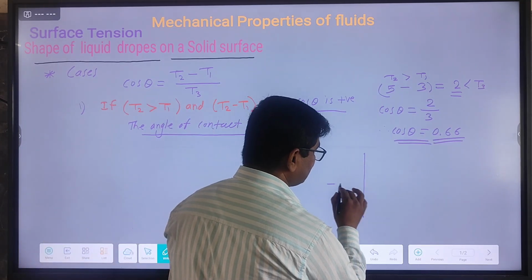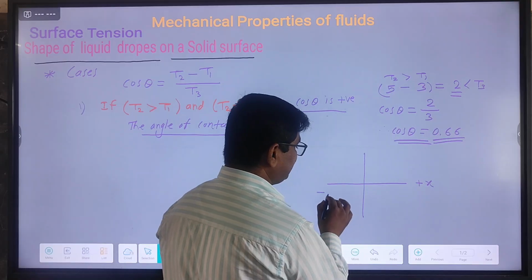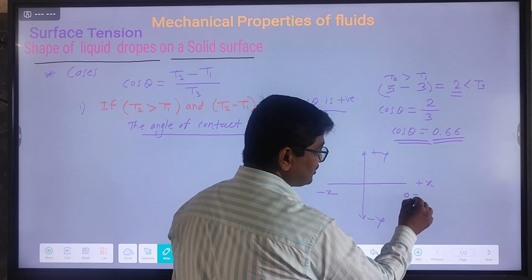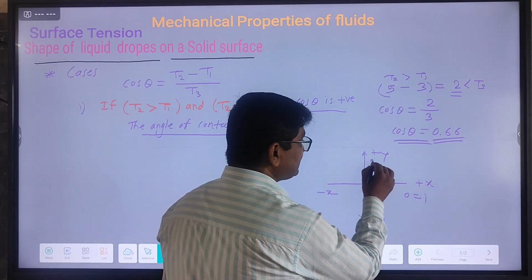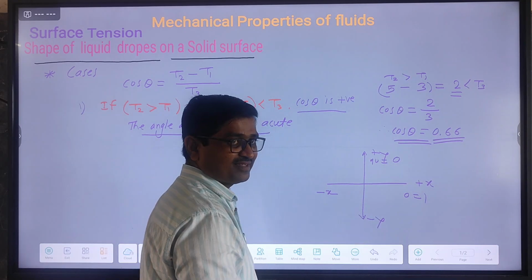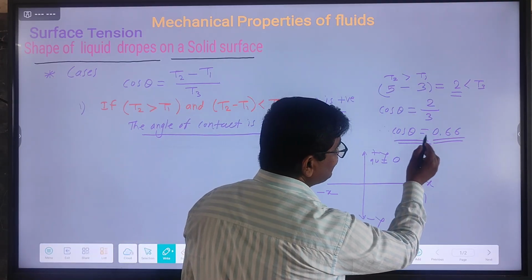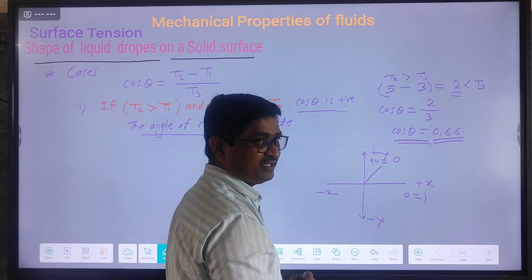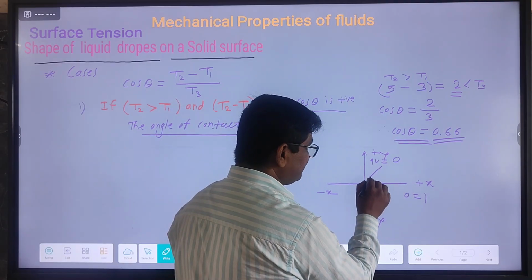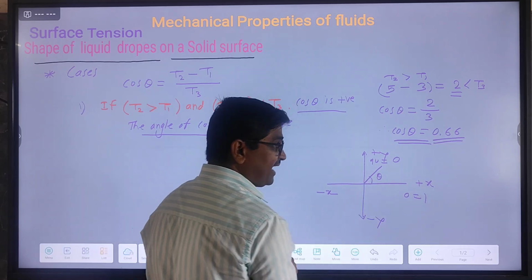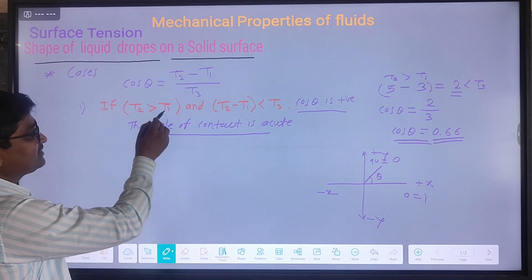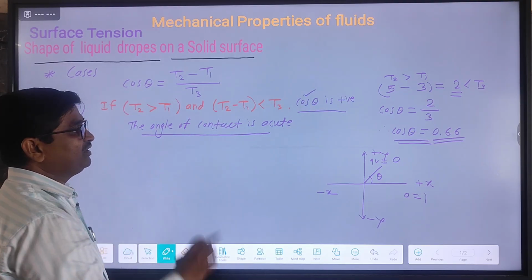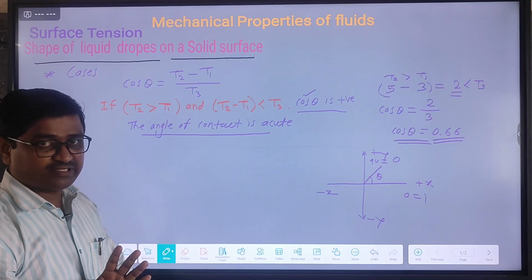Let's observe here. We know that this is positive x, this is negative x, this is positive y, and this is negative y. What is the value of cos 0? Cos 0 is equal to 1, and cos 90 is equal to 0. You get it clear? So the value of cos theta is 0.66. It means 0.6 will be here. Cos theta, theta is present in the first quadrant, so it means that the angle of contact will be acute. If T2 is greater than T1 and T2 minus T1 is less than T3, then cos theta is positive and the angle of contact is acute. This is the first case. You get it clear?